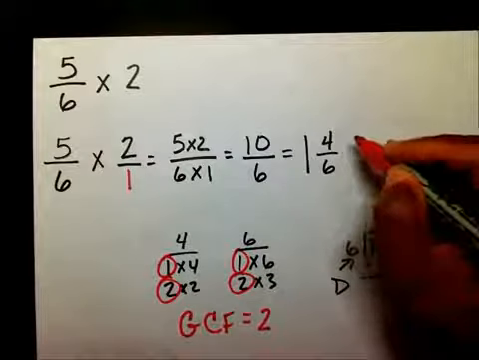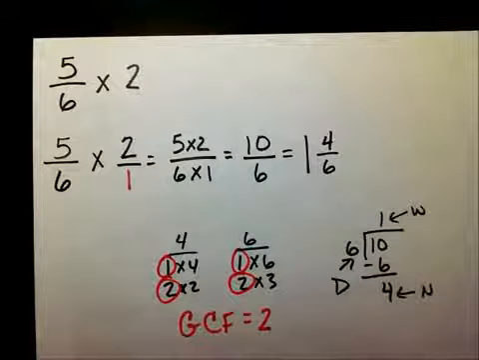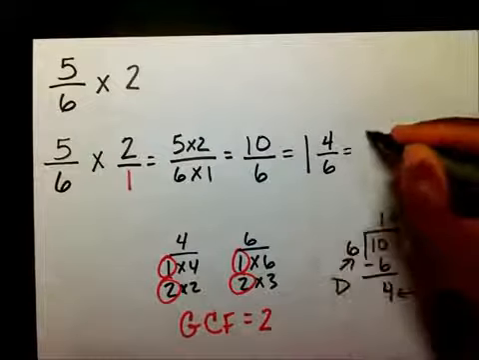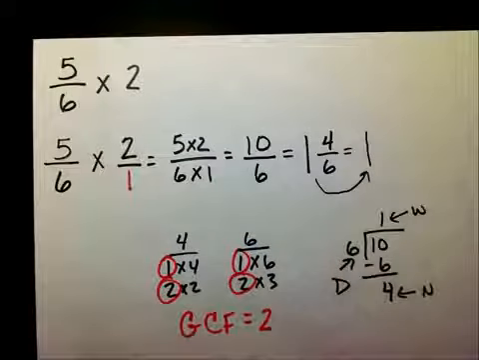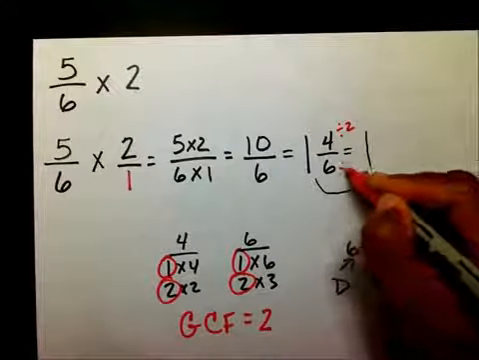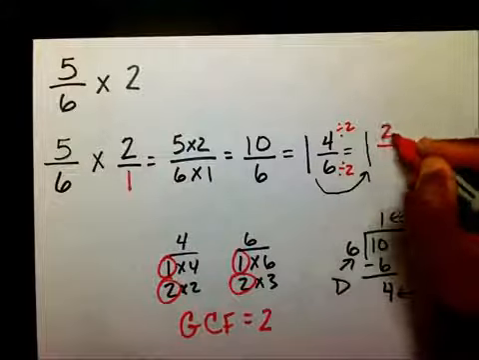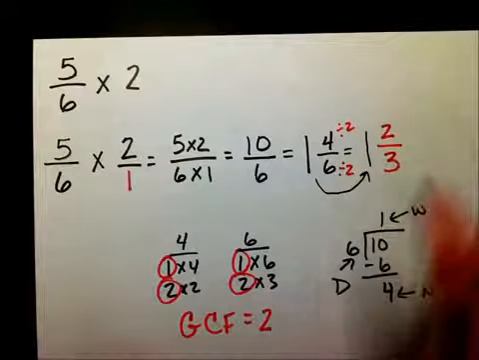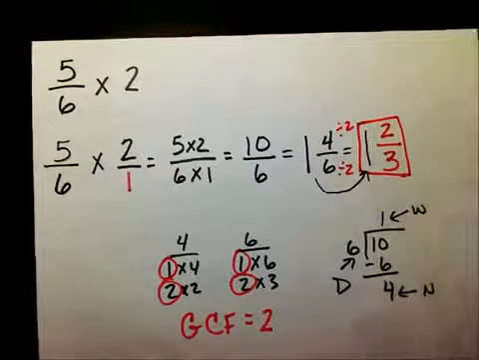So I'm going to bring my 1 over, and I'm going to divide the 4 by 2 and the 6 by 2. 4 divided by 2 is 2. 6 divided by 2 is 3. So my final answer is 1 2/3.